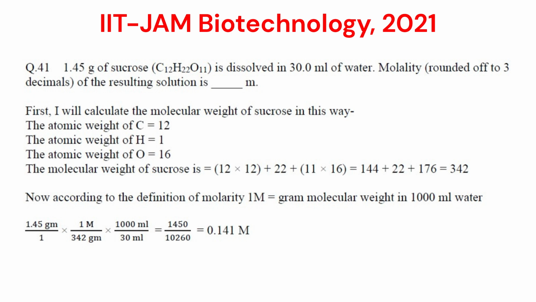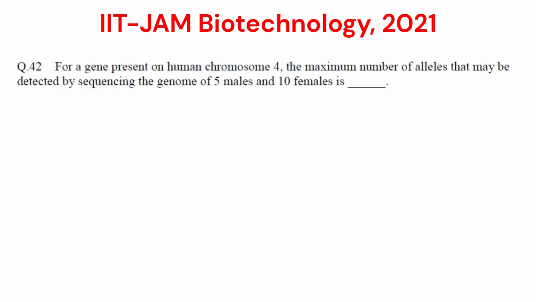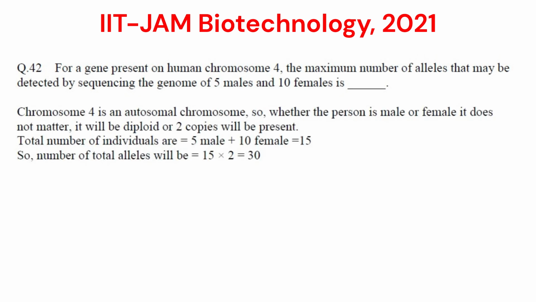0.141 molar. And in this problem, the maximum number of alleles present on human chromosome 4 is 2. So you have to calculate the total number of alleles present in 5 males and 10 females. We know that chromosome number 4 is an autosomal chromosome, so whether the person is male or female doesn't matter. It will be diploid, or 2 copies will be present. So the total number of individuals is 10 plus 5, or 15. So the number of total alleles will be double, that is 15 into 2, that is 30.